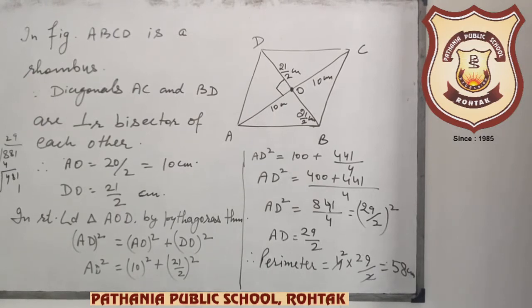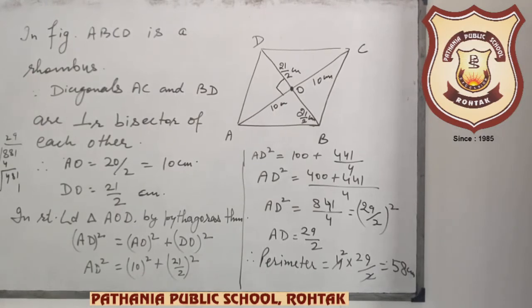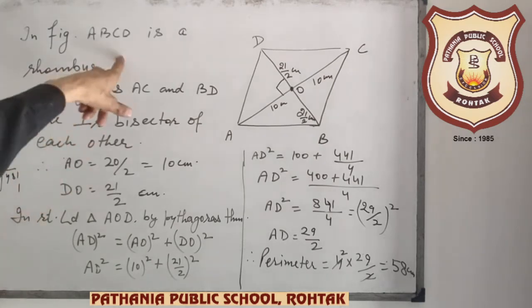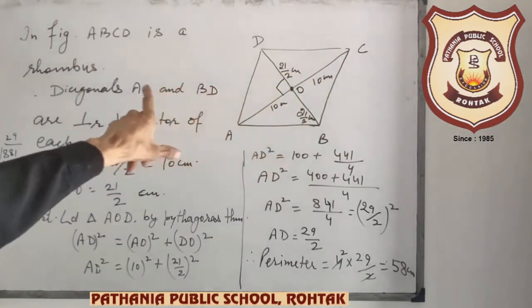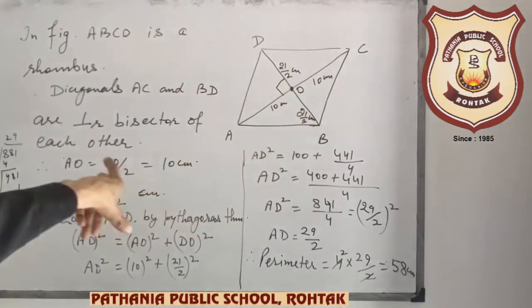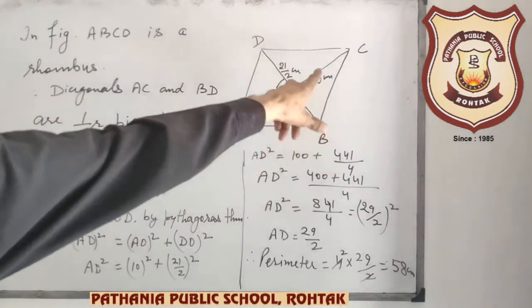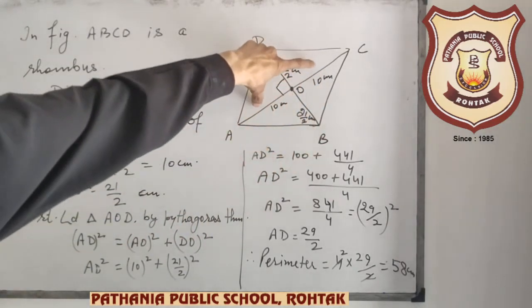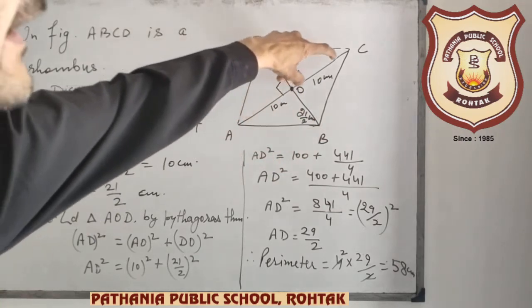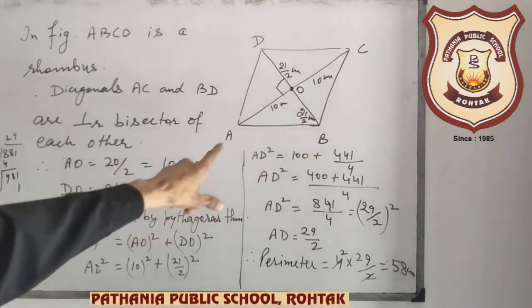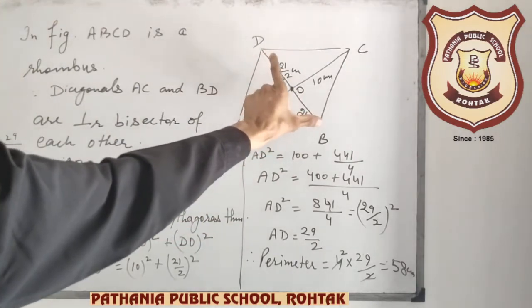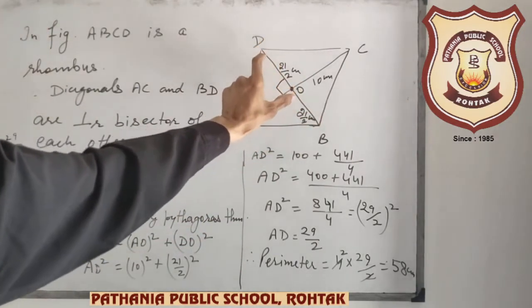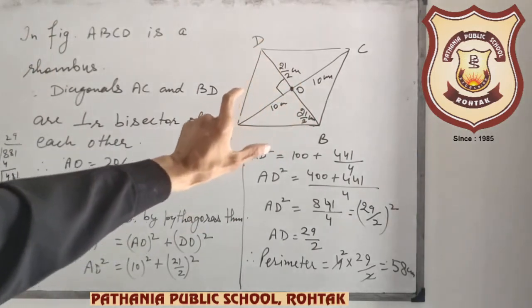So this is the question, beta. Look at the board. In the figure ABCD is a rhombus in which the diagonals are AC and BD, and these are perpendicular bisectors of each other. Because this is 20, 10 is this side and 10 is this side. So AO is 10 and DO is, total is 21, so it is 21 by 2. Don't use decimals. It is better for you.